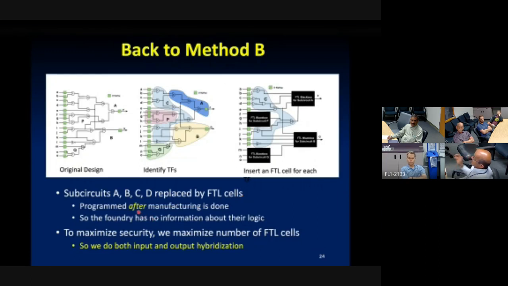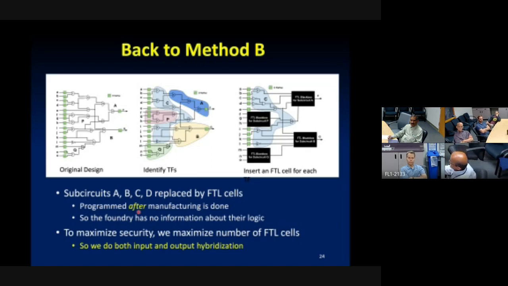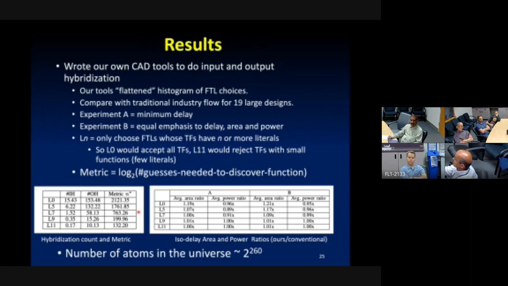The black boxes are programmed after manufacturing, so the foundry has no idea what was in them. And now, in this situation, I want to maximize the number of black boxes. I want to go nuts with the black boxes, because the more black boxes I have, the harder the reverse engineering is. So in this flavor of design, I'm going to do hybridization of the inputs and the outputs. Hybridize as much as I can. So that's kind of what we'll do. Summary of the results. First, I'll explain the experiment a little bit.